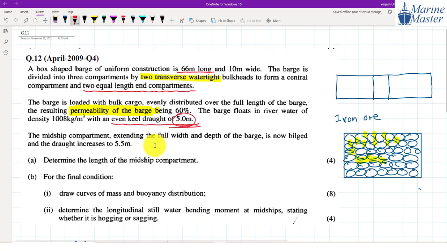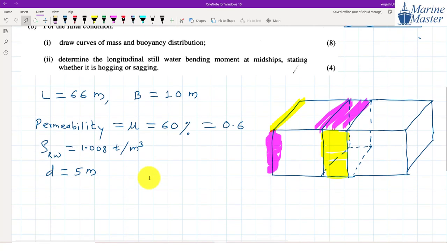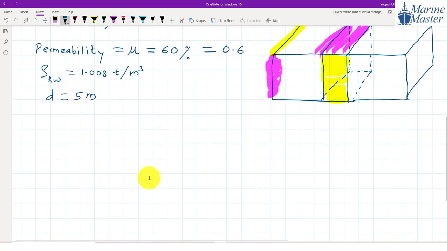What is happening guys here? It is now bilged, and the draft increases to what? The draft increases to 5.5. So our new draft will be what? D final. What D final are we getting? 5.5 meter.